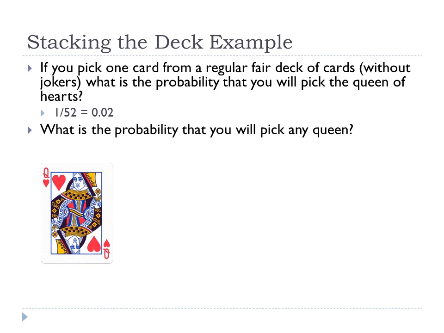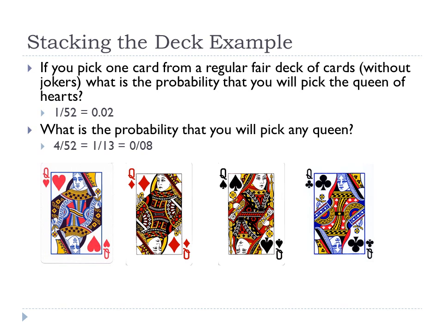What about the probability of picking any queen? So there's 4 total queens in the deck, right? So 4 out of 52 is the same as 1 out of 13, which is about an 8% chance. I apologize, this slide should say 0.08, not 0 divided by 0.08. That should be 0.08. Okay, so we've talked now about a lot of different ways to calculate basic probabilities. We take the number of events and divide it by the number of possible outcomes.